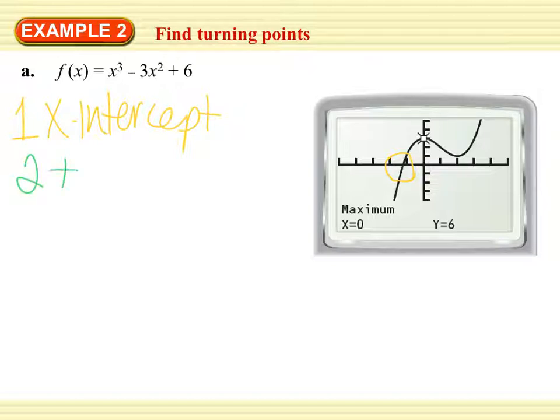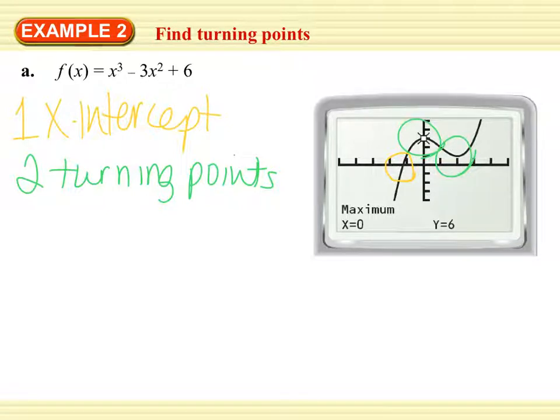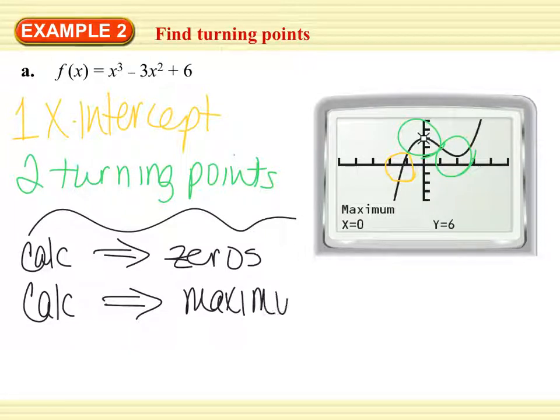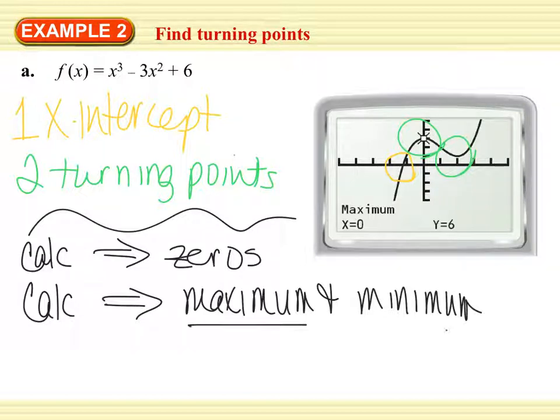So we have one x-intercept and 2 turning points here and there. So it's a local maximum and a local minimum. Now we've gone over in class that we can use a calculator to find the zeros. Well, we can also use a calculator to find the maximum and minimum. Okay, it's that same second calc function, right?